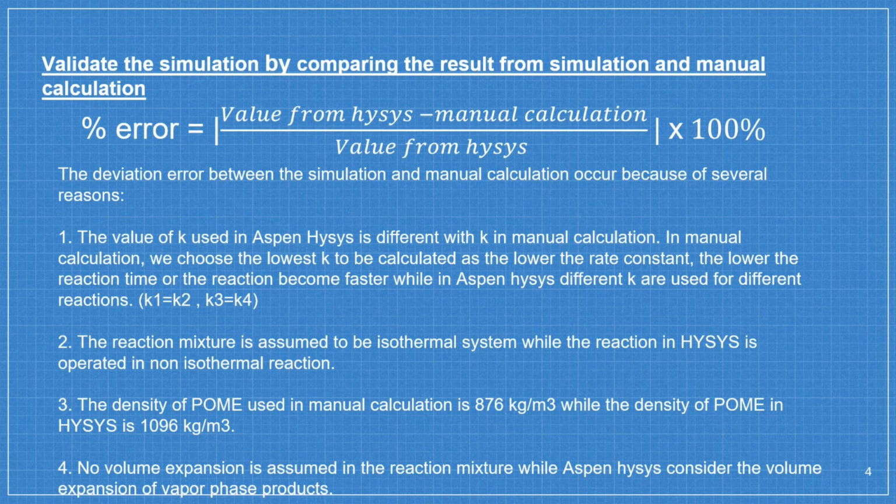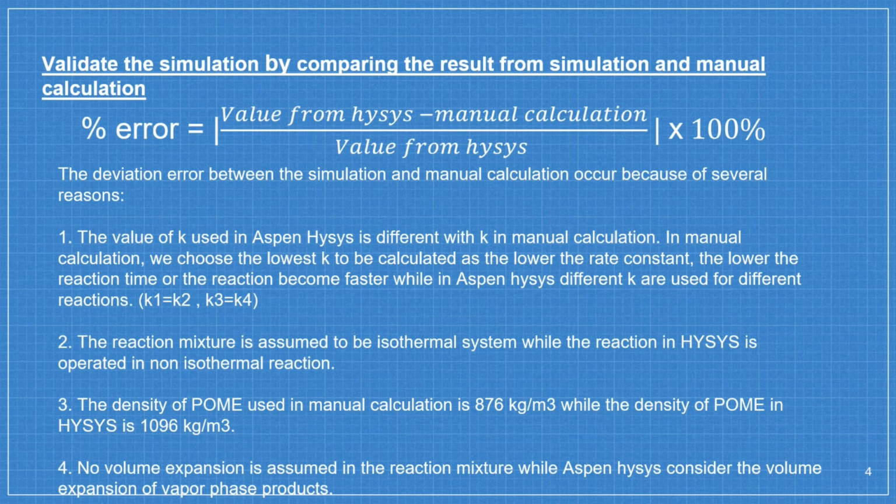Next, we are also required to validate the simulation by comparing the result from simulation and manual calculation. The deviation error is calculated using the formula: value from HYSYS minus manual calculation over value from HYSYS times 100%. From the result that we obtain, there are deviation errors between the simulation and manual calculation. This is because of several reasons. First, the value of k used in Aspen HYSYS is different from k in manual calculation.